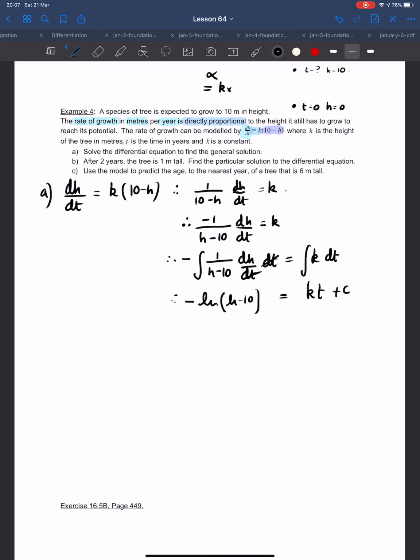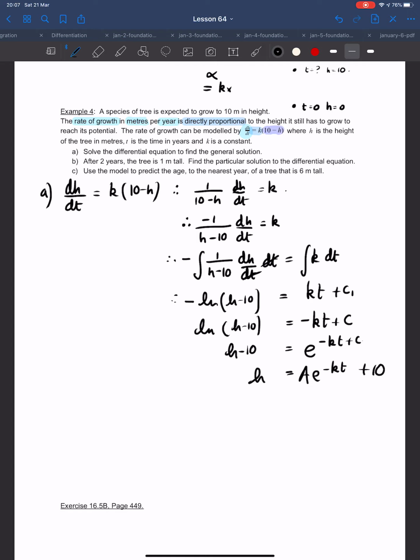I'm going to multiply both sides by minus 1. ln(h minus 10) is minus kt. And this constant, because it's being multiplied by minus 1, I'll just call it c and change that to c1. h minus 10 is e to the minus kt plus c, which is A e to the minus kt. And then h is going to be all that plus 10.